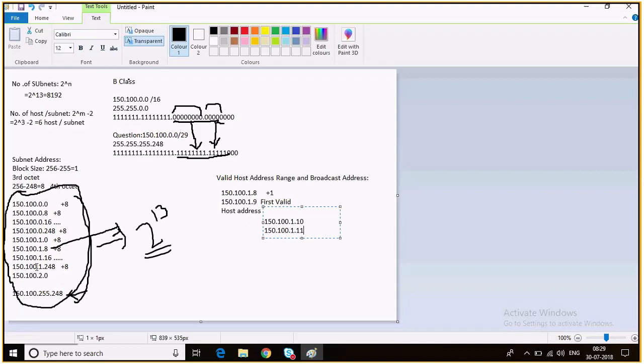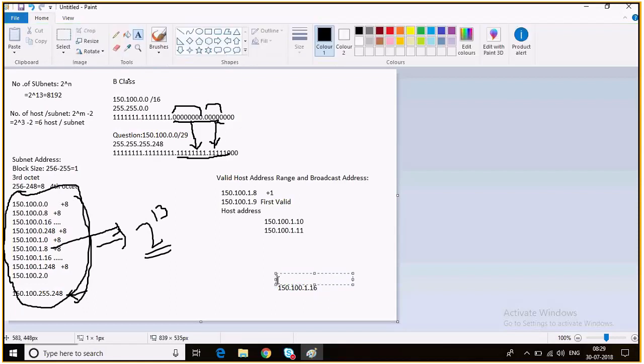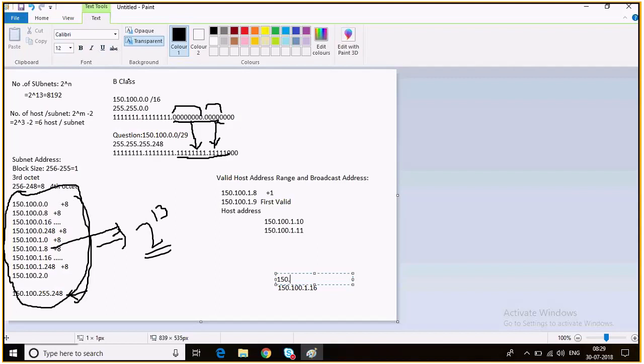What is my next network that I have? My next network is 16 here, right? 1.16. So I'll write this next network here, 150.100.1.16. My next network, so I obviously cannot use it as a host here. So what will become the broadcast address? One minus this, 1.15. This becomes my broadcast address for the network which is 150.100.1.8.